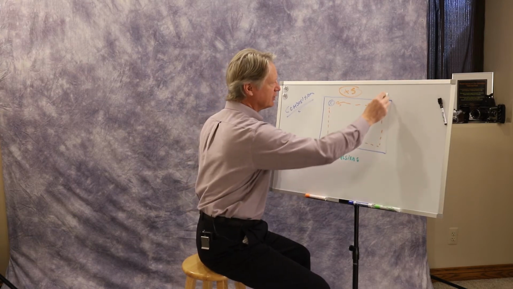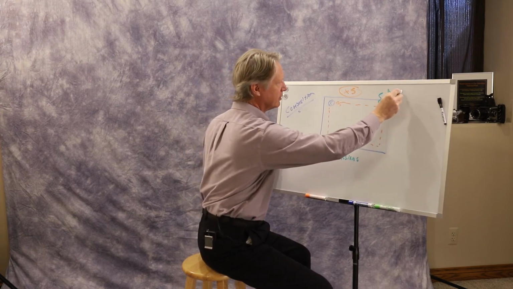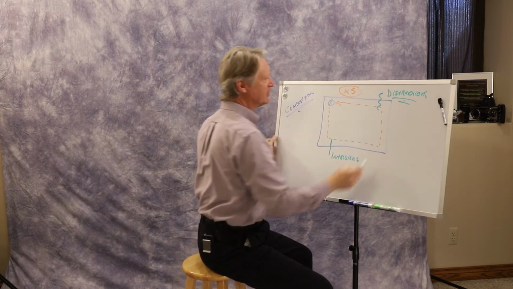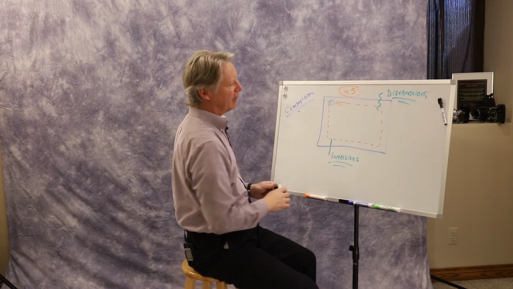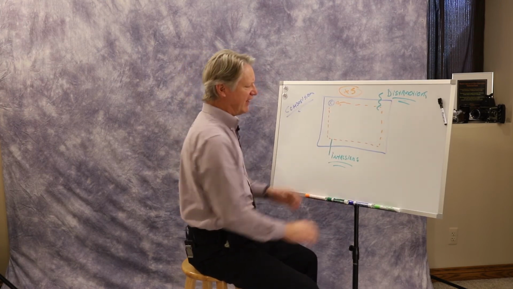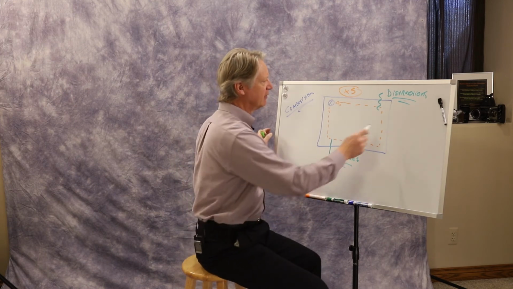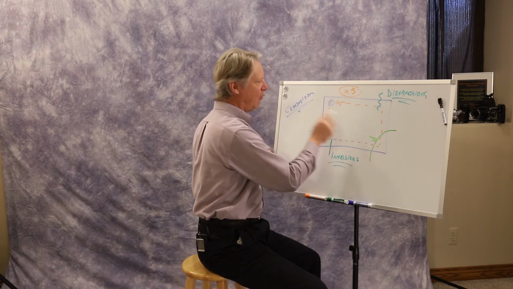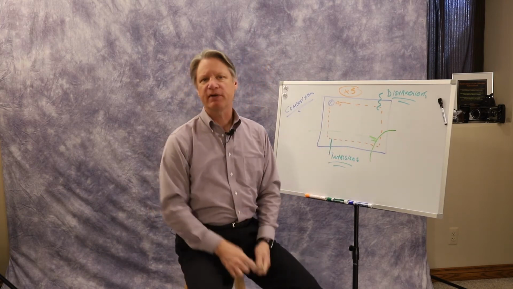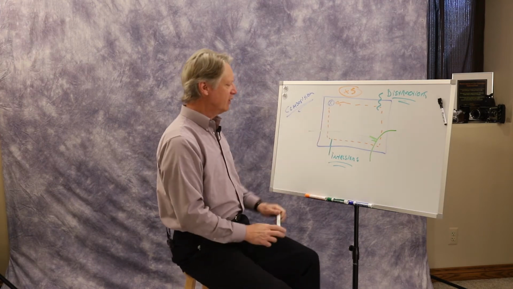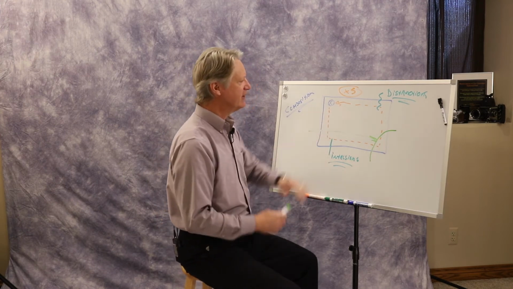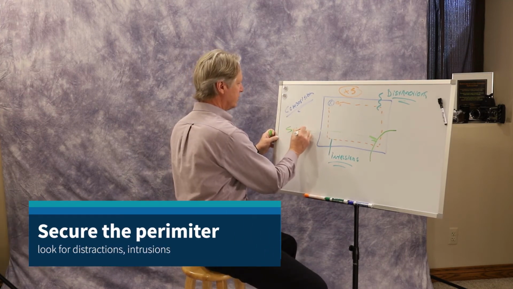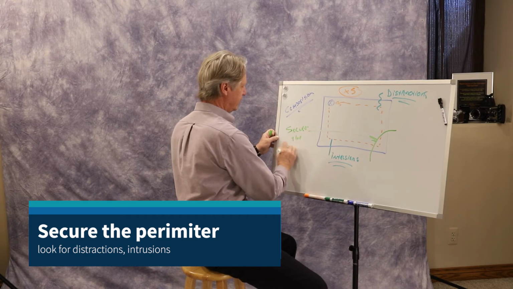or distractions, right? Especially if they're on the perimeter. We don't want things sticking into the frame that will cause our eye to be directed away from our primary subject. So I like to go around the perimeter 3 times, and I simply call this secure the perimeter.